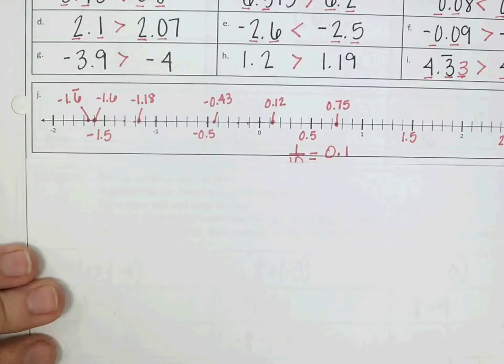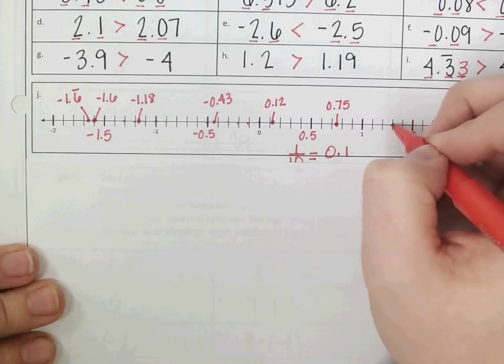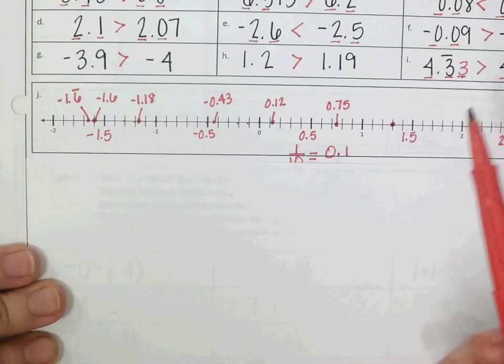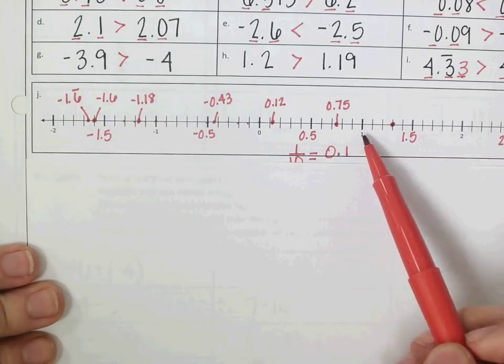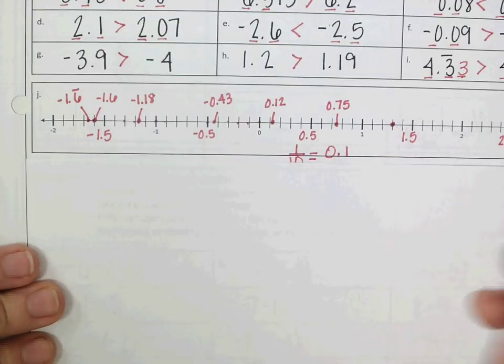Then we're going to have, let's do this a little bit different. If I were to give you this point right here, we need to figure out what it is. Okay, so we know this is going to be 1, 1.1, 1.2. This is exactly on 1.3.